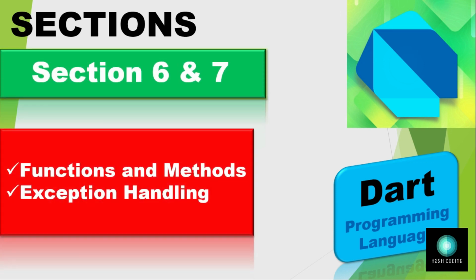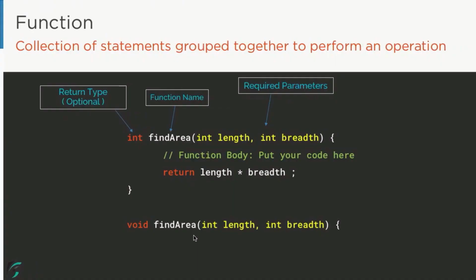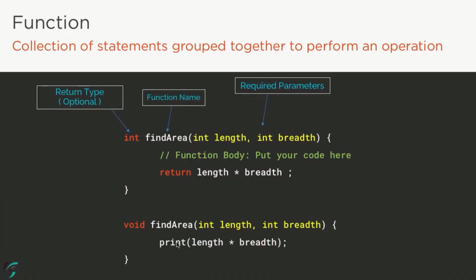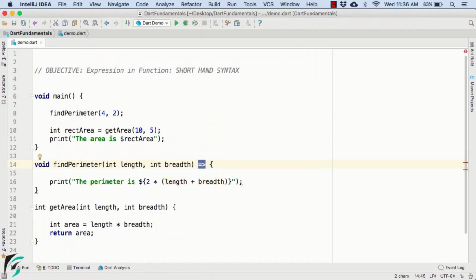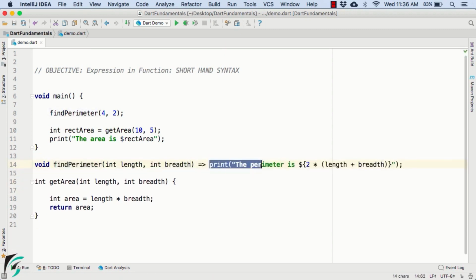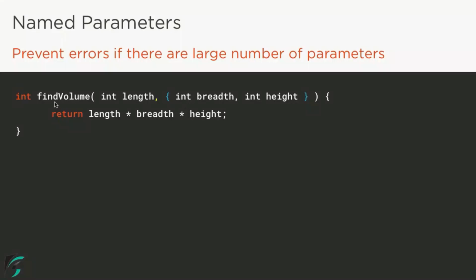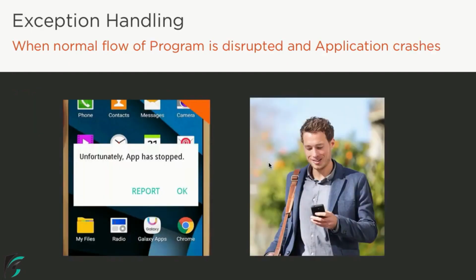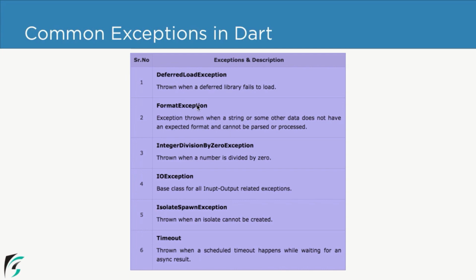Now moving on to section 6, you will learn how to define methods or functions in Dart and explore various types of functions, such as optional positional parameters, optional named parameters, and default parameters. Along with it, in the same section, you will learn how to present a function as an expression by using the fat arrow notation.